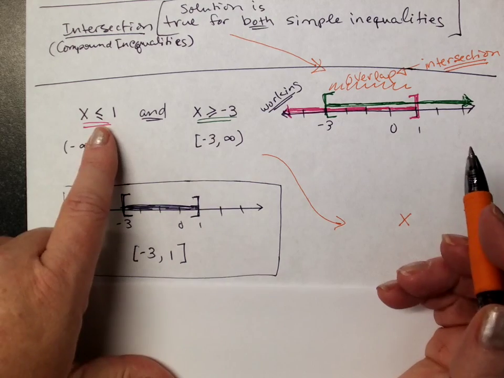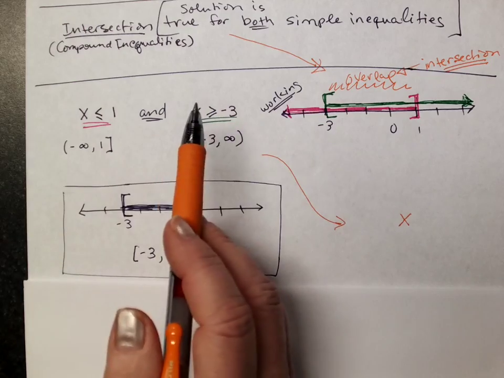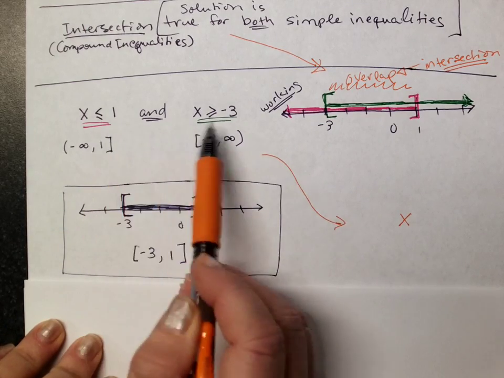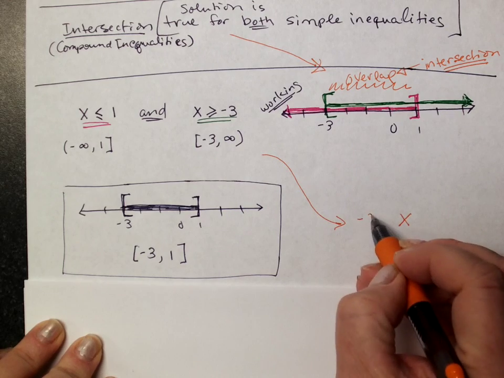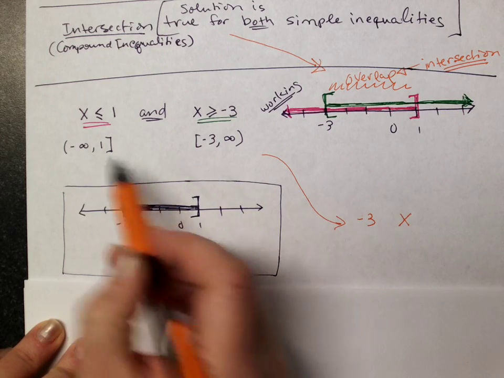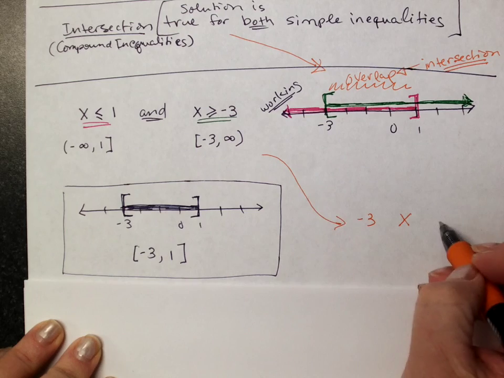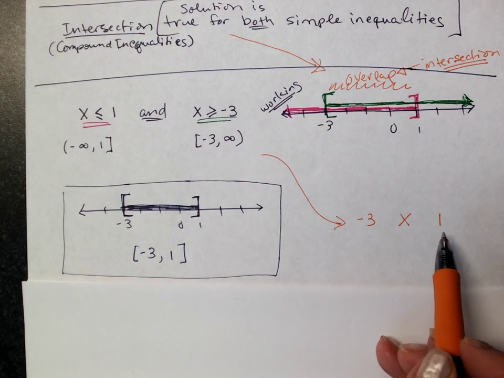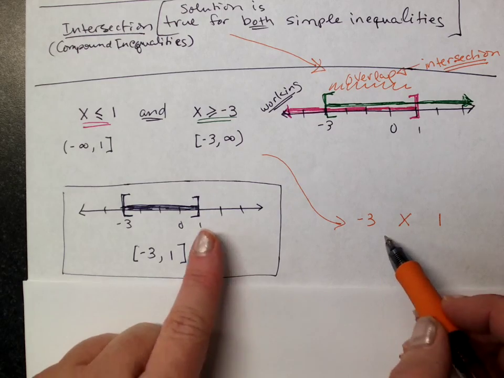If we look at just this, what is this? Sorry, let me put it this way. What is the smaller value here? -3. So -3 is going to go on the left, and the larger value is here. This is showing that x is in between these two numbers. Now we need the inequality symbols to complete that.